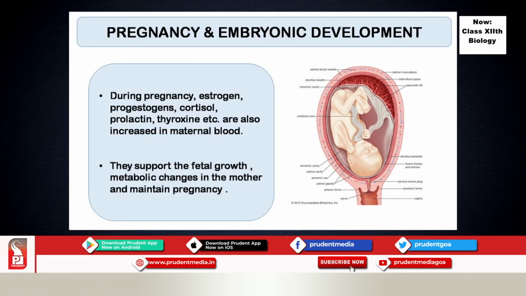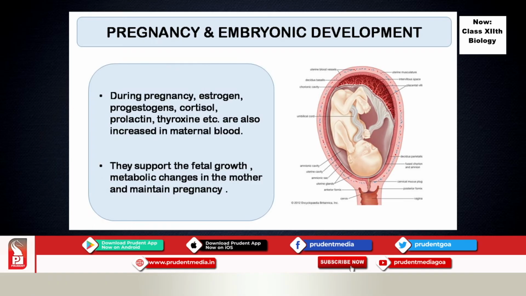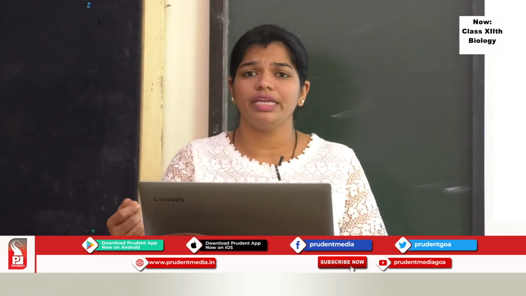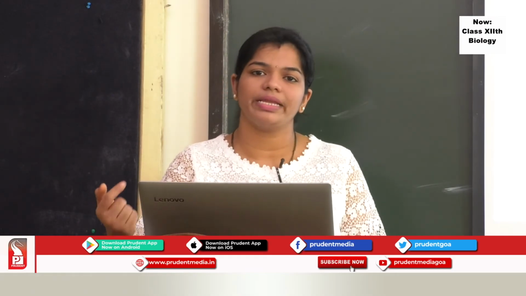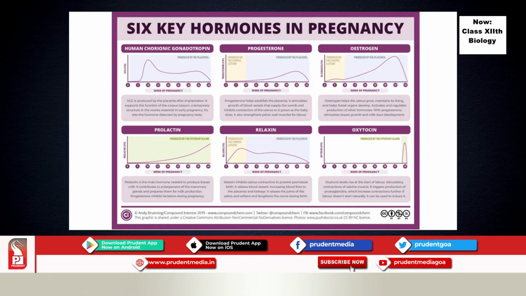During pregnancy, it is seen that there are certain hormones which play a role, for example, estrogen, progesterone, cortisols, prolactin, thyroxine, which are seen increasing in the maternal blood. And they support the fetal growth, metabolic changes in the mother and maintain pregnancy. If we can recollect, even early pregnancy is detected by means of hormones present in the maternal body. So these are the 6 key hormones which are seen playing a role during pregnancy.